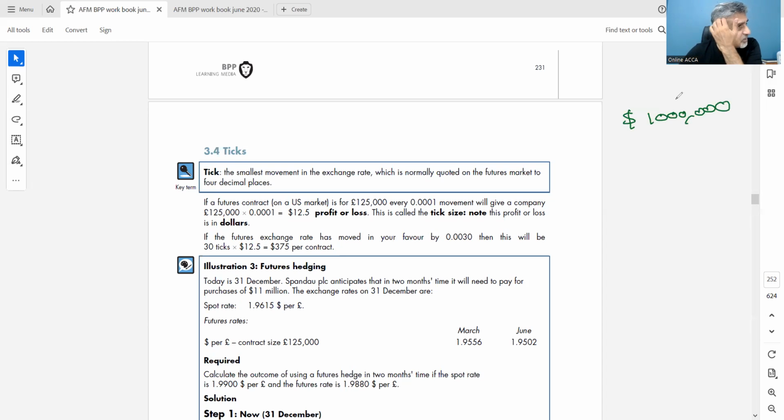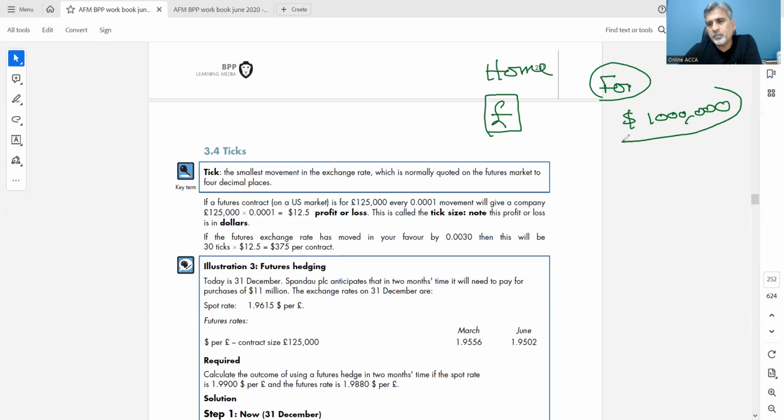But dollars is not something which is your home currency. Throughout our course, we will assume that our home currency is pound sterling, unless they tell us otherwise. This is my home currency and this is my foreign currency. I have to pay someone $1 million. This is the same number I have been speaking for the last half an hour. So the question is: how many contracts should I buy?